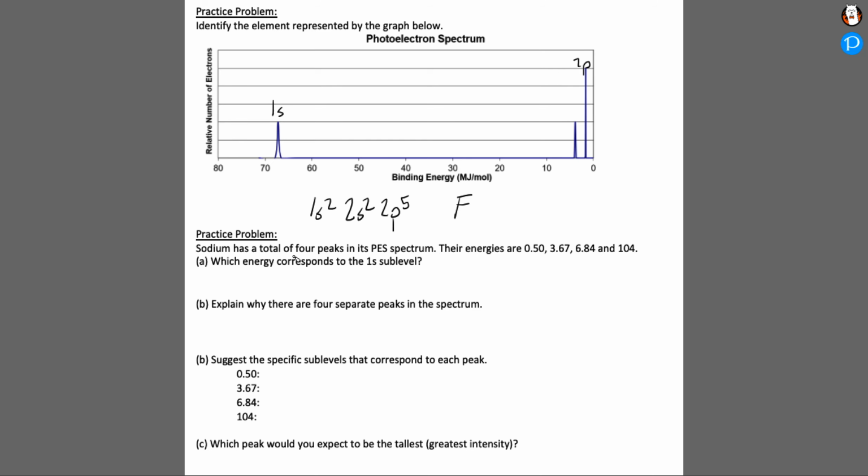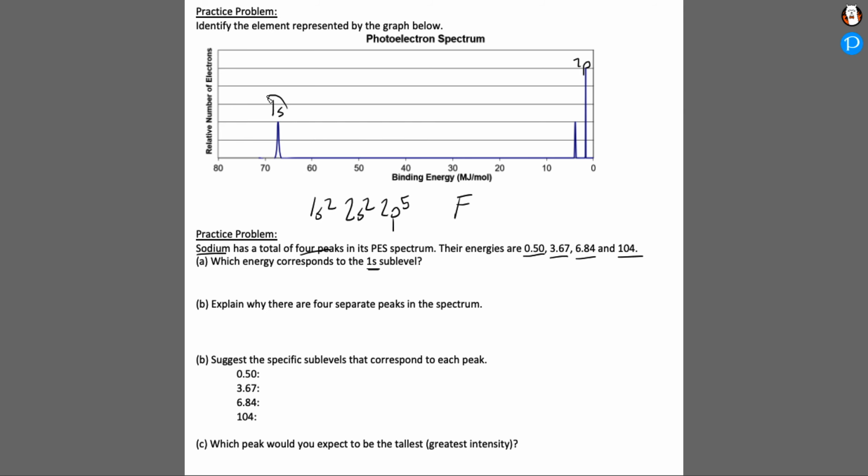Sodium has a total of 4 peaks in its PES spectrum. So if we were looking at one of these, but only for the element sodium, it says it has 4 peaks. Their energies are 0.5, 3.67, 6.84, and 104. Which energy corresponds to the 1s sublevel?